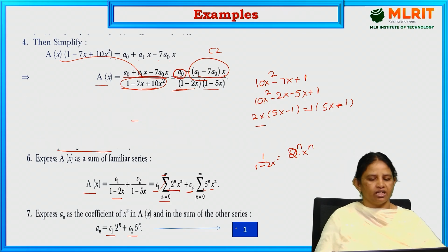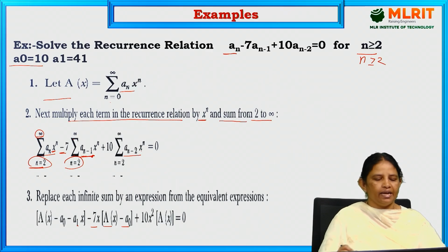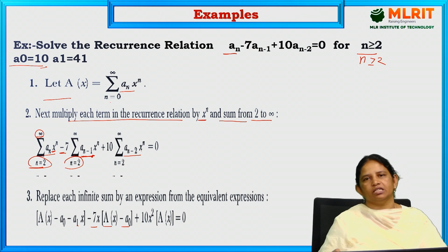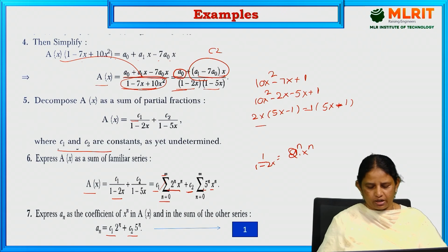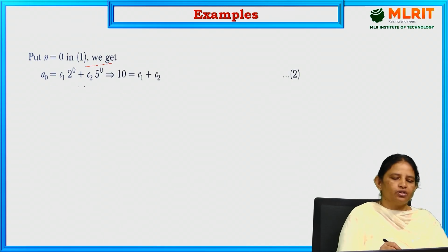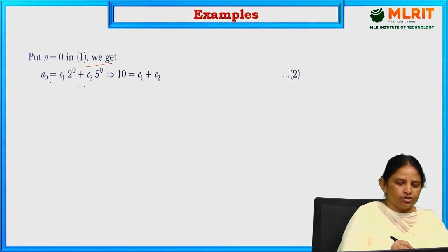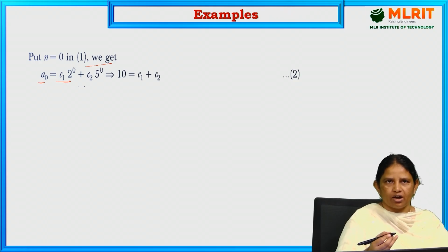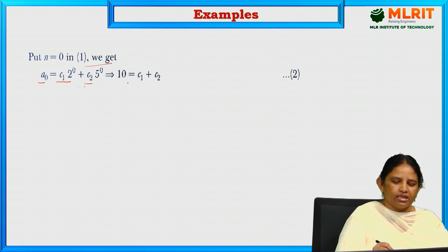But in the question itself, it is given that a_0 is equal to 10 and a_1 is equal to 41. So these are the base conditions. From the base conditions we have to substitute, putting n equal to 0 in the given equation. That means in the place of n we substitute: a_0 equals C1 times 2 power 0 plus C2 times 5 power 0, that is equal to 10. That is C1 plus C2 equal to the a_0 value, 10. That is equation number 2.